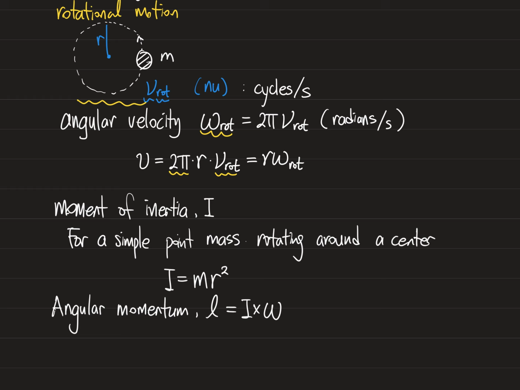By substituting our previous definitions, we can see that this is also equal to the more familiar form. The moment of inertia for this case is given as m r squared, and the angular velocity is the linear velocity divided by the radius. So it is given as m v r. In a sense, it is the amount of rotational motion that a certain object possesses.